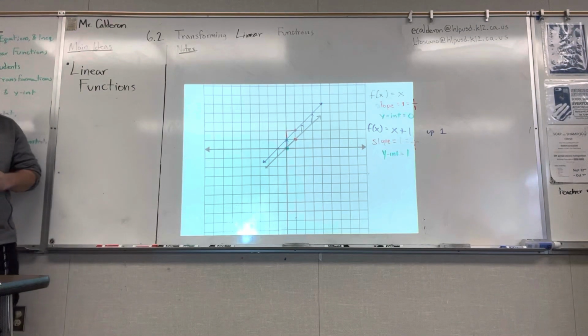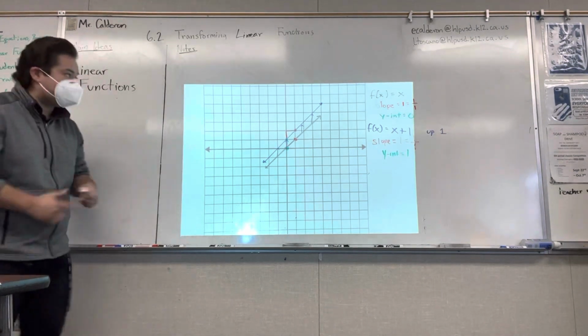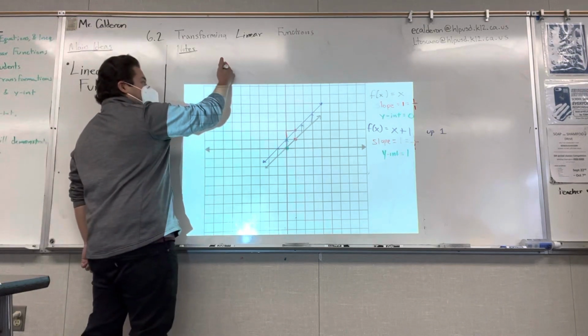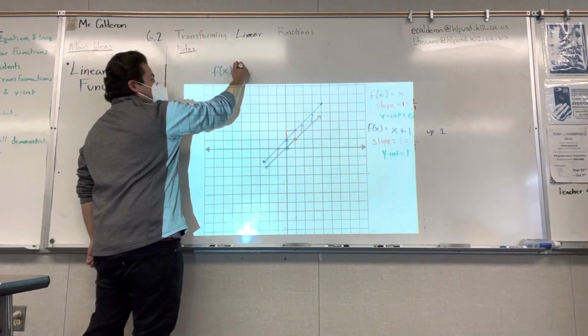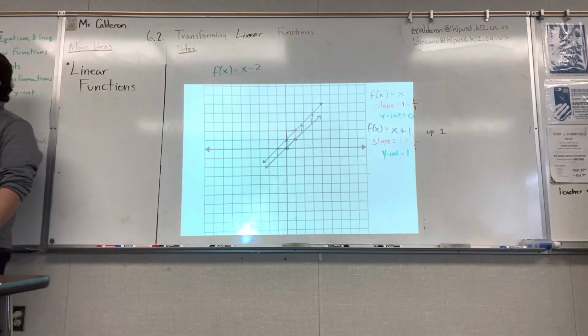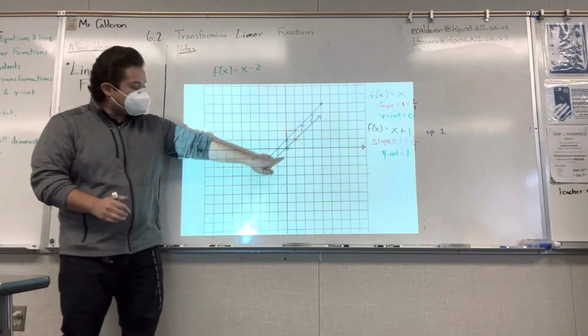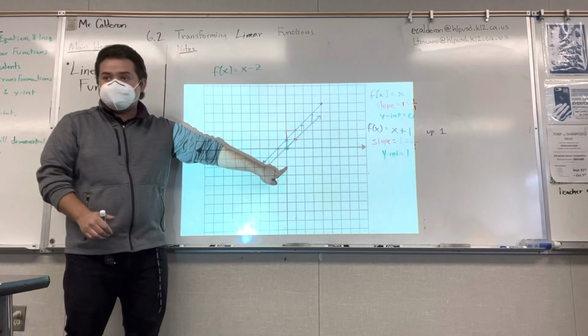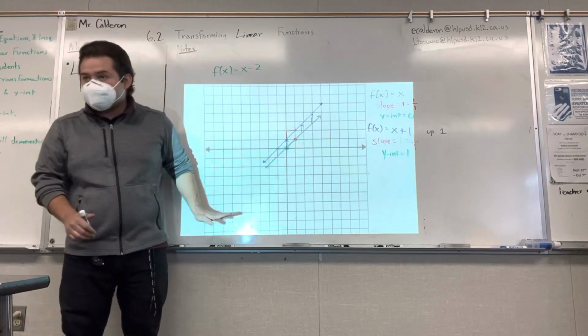So what happens, just a quick CFU here then. CFU stands for check for understanding. Okay, what if I had f of x is equal to x minus 2? What would you expect the line to do then? It would go down too. Good. So from here, it would be right here then, right? And then you would do the slope and you draw your line. Okay?